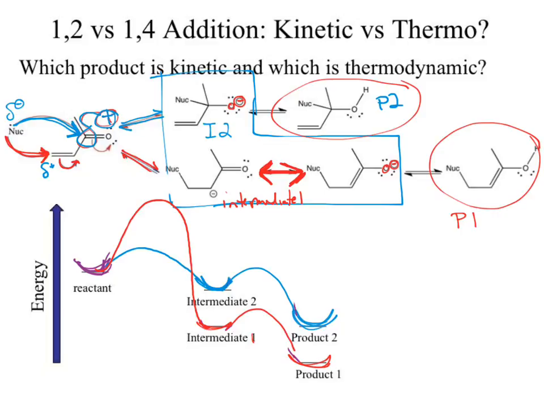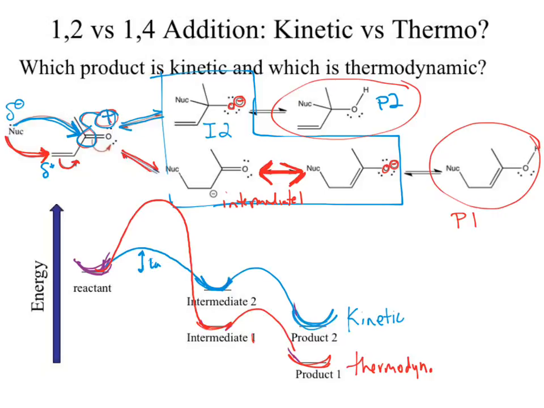Which reaction should produce our product fastest? The blue one with the smallest activation energy in that first step. So if it occurs the fastest, product two will be our kinetic product, and product one, being lower in energy, will be the thermodynamic product. I can't spell. I'm going to stop there while I'm at it. Okay?